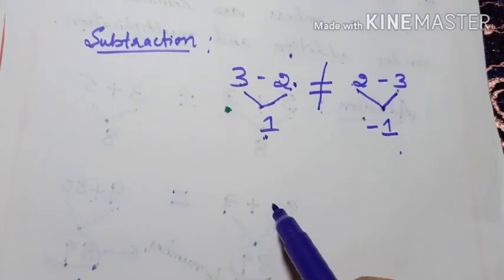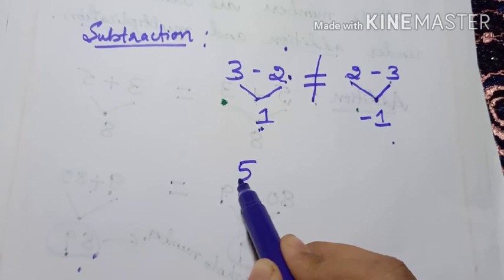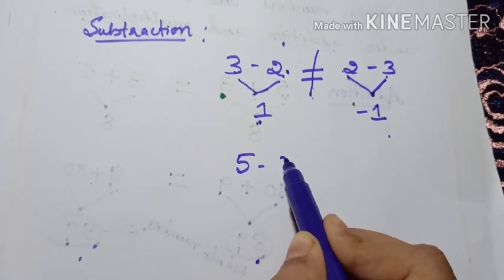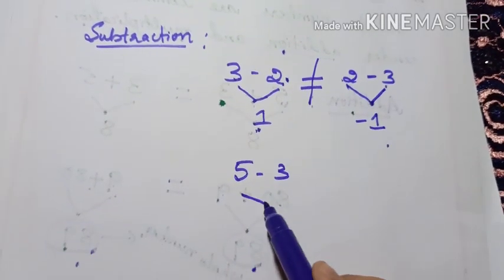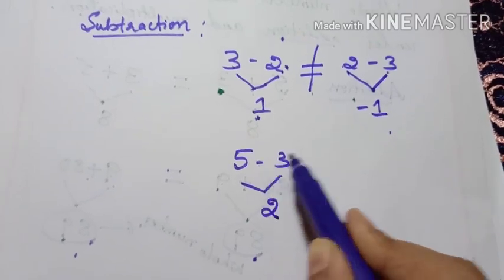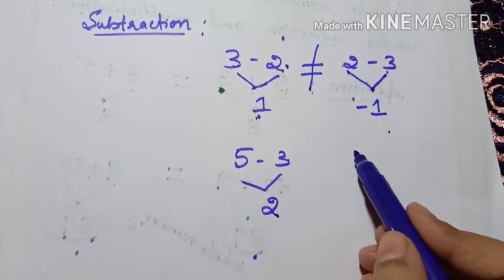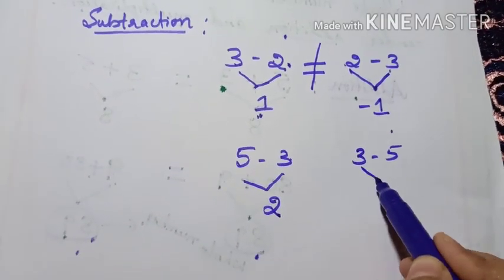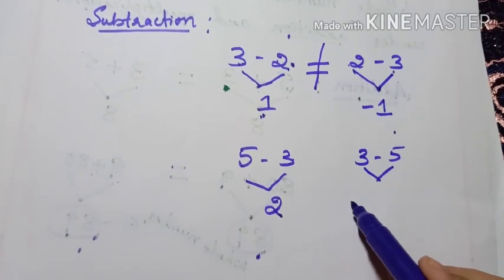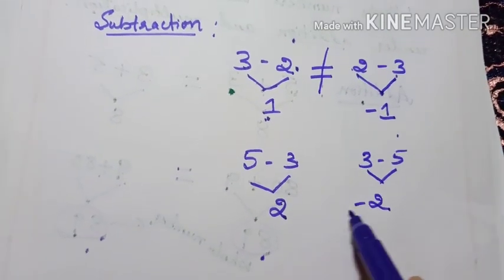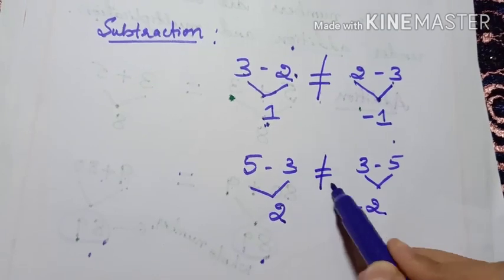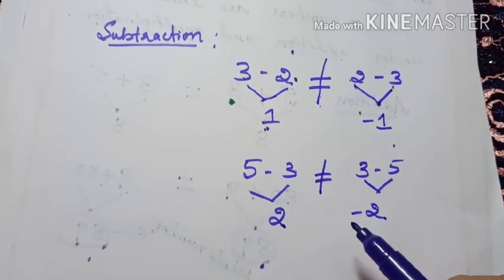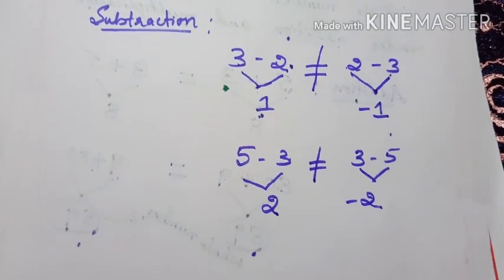Fine. Take one more example. 5 minus 3. Okay. 5 minus 3 is 2. When you reverse the order of it, 3 minus 5 is minus 2. 2 and minus 2 are not equal, hence it does not satisfy the commutative property.